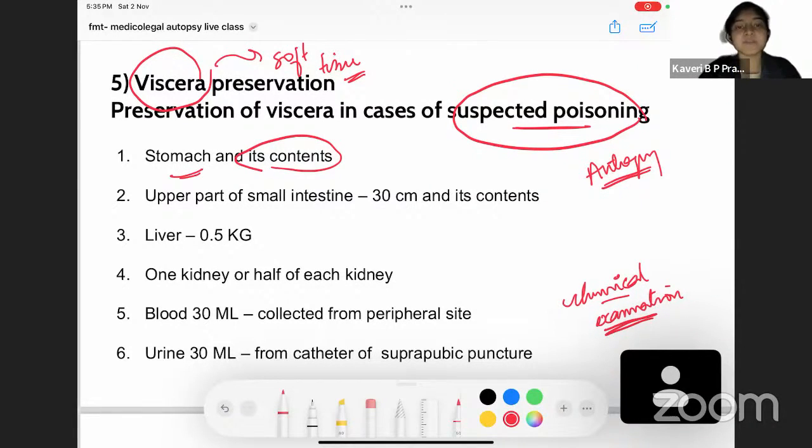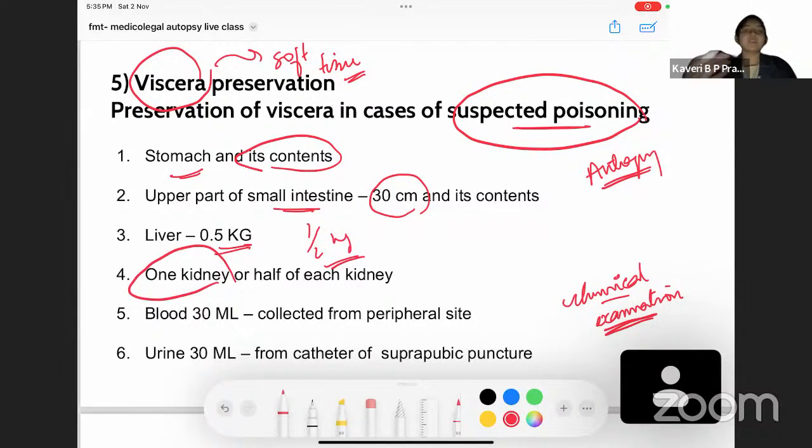The upper part of the small intestine has to be preserved. How much? Around 30 centimeter length of small intestine. Liver has to be preserved. That is 0.5 kg, half a kg of liver. One kidney has to be preserved, or you can take half of both kidneys, which also counts as almost one.